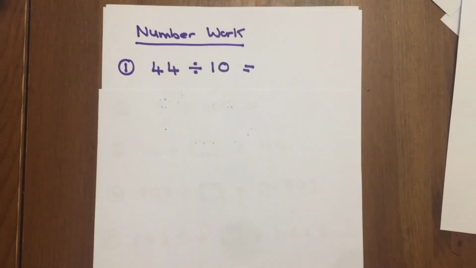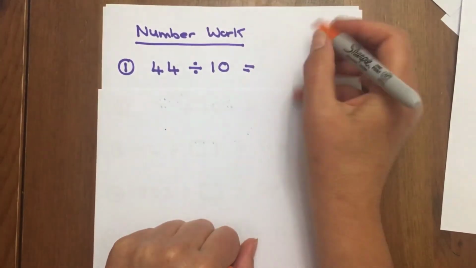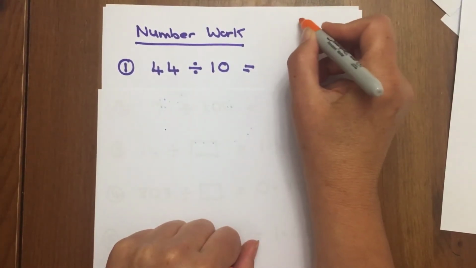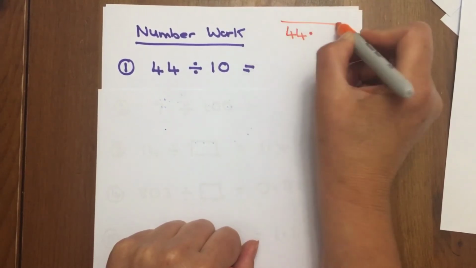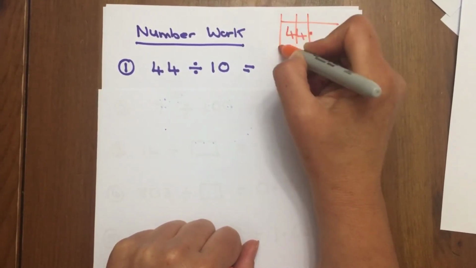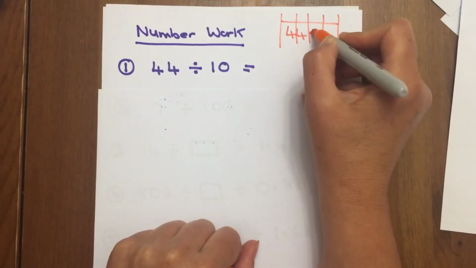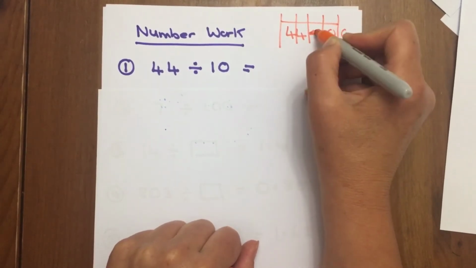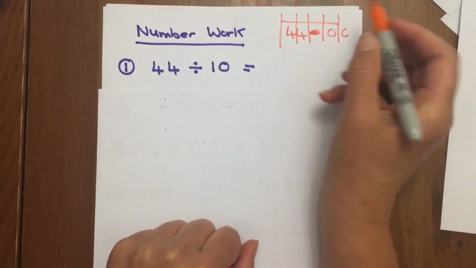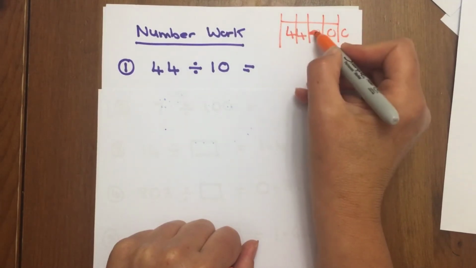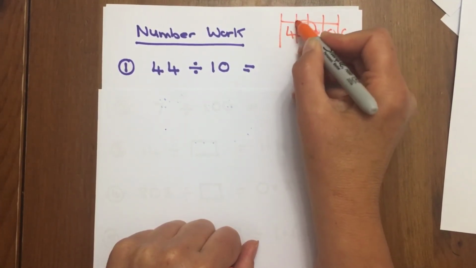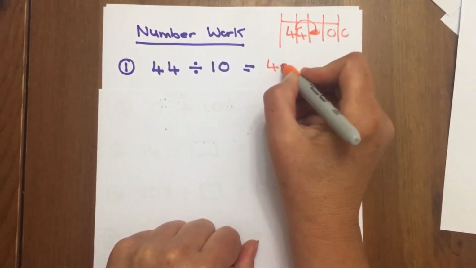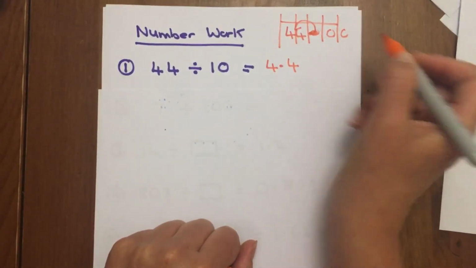Right, when you're dividing by 10, remember, if I was to write this as in like this, when you're dividing by 10, the decimal place moves 1 place to make it smaller, so it goes to the left, so it goes to here, so I get 4.4.